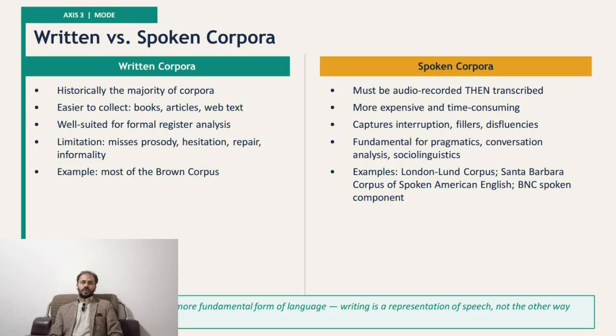Written versus spoken corpora. Most early corpora contained only written text because written text is much easier to collect and process. Spoken language must be recorded first and then transcribed. It is a time-consuming and expensive process, but spoken language is in many ways the fundamental form of language, and many linguistic phenomena, for example, prosody, interruption, hesitation, repair, informal register, can be analyzed in spoken corpora.